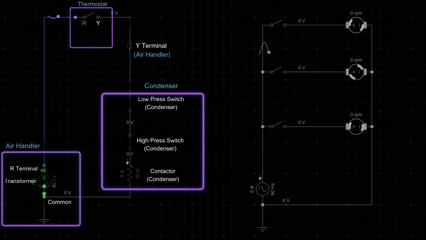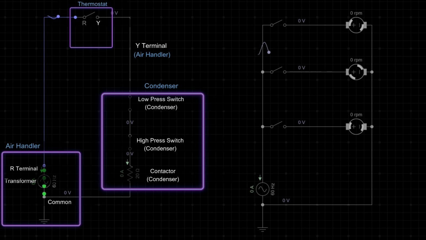From that Y terminal, it goes to the Y terminal on the air handler, which is like a junction point. And from that Y terminal on the air handler, it goes out to our outdoor condensing unit. Now, in a lot of units, you'll have a low pressure switch, which is on the suction piping of your refrigerant. You'll have a high pressure switch, which is on the liquid line of the refrigerant. And then this here is our symbol for our contactor, that little resistor symbol.